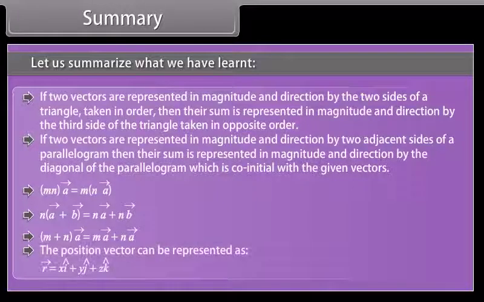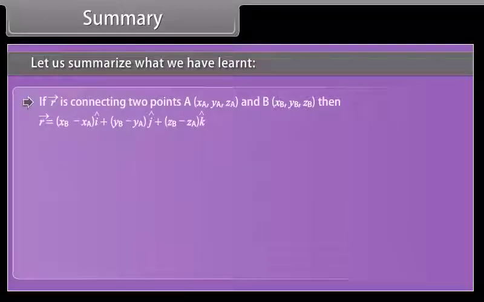The position vector can be represented as vector R equals x î plus y ĵ plus z k̂. If vector R is connecting two points A (XA, YA, ZA) and B (XB, YB, ZB), then vector R is equal to (XB minus XA) î plus (YB minus YA) ĵ plus (ZB minus ZA) k̂.